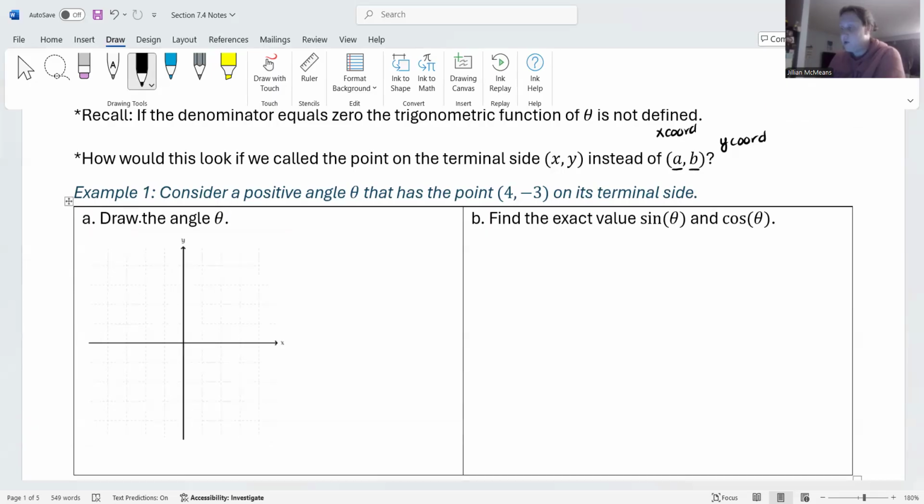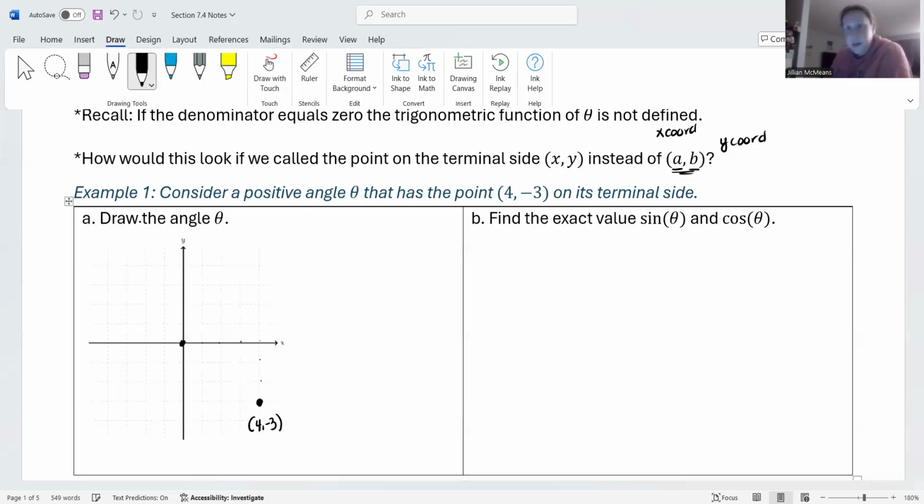And remember, I just told you this is kind of like our point (a, b), but we're drawing it in the Cartesian plane. So know that the first coordinate is your x coordinate, the second coordinate is your y coordinate. So to draw the point (4, -3), we would go from the origin to the right 4 and then down 3. So this point right here is the point (4, -3). Now we're really drawing a positive angle theta. And for an angle to be positive, remember you sweep open in the counterclockwise direction.